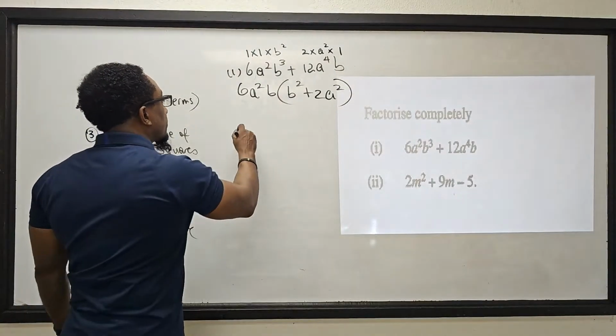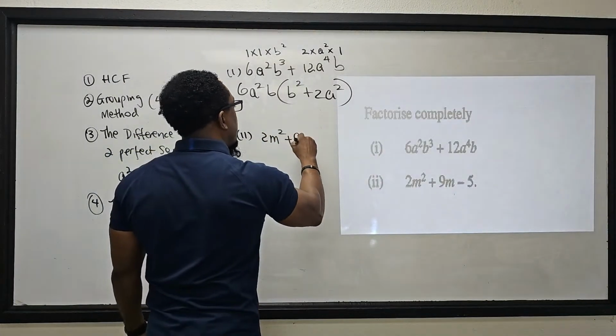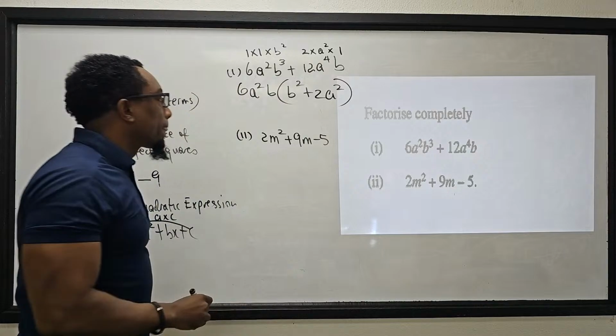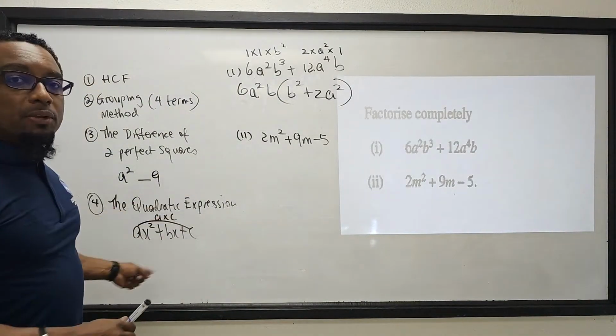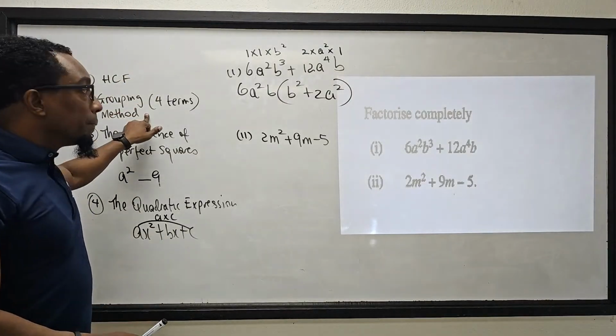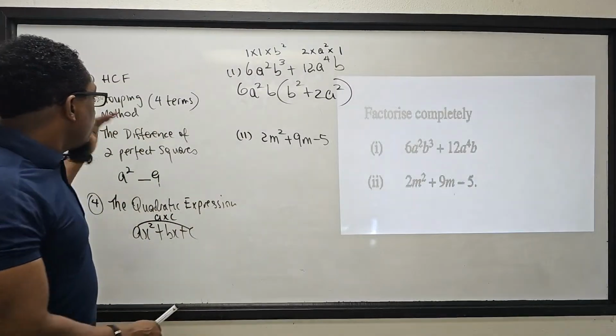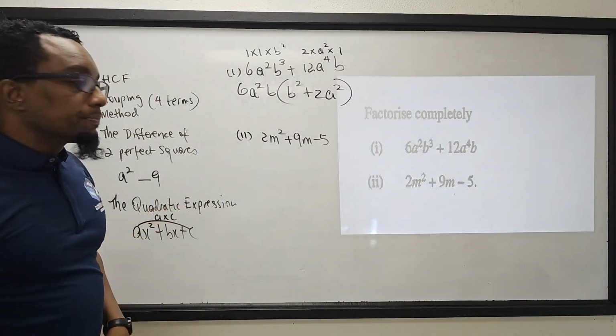Let's look at the second. Factorize 2m squared plus 9m minus 5. So what method of factorization are we going to apply here? The method of the quadratic expression. It can be HCF. It can be grouping. We don't have 4 terms. It can be the difference of 2 perfect squares, but it is of this form.